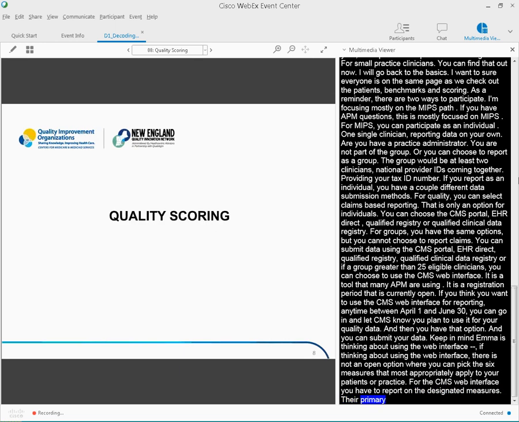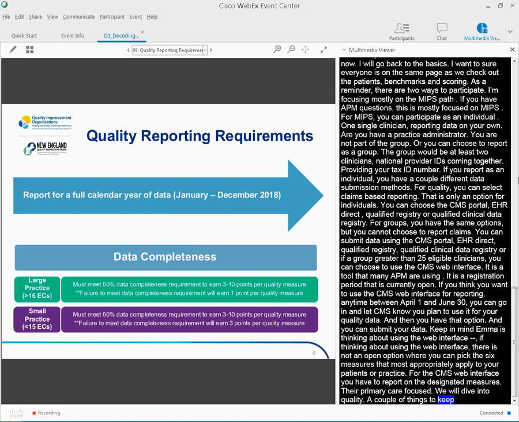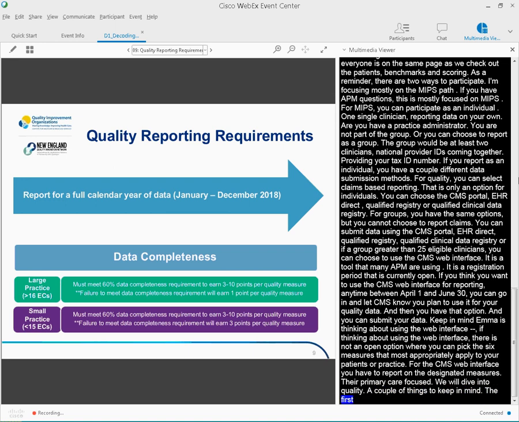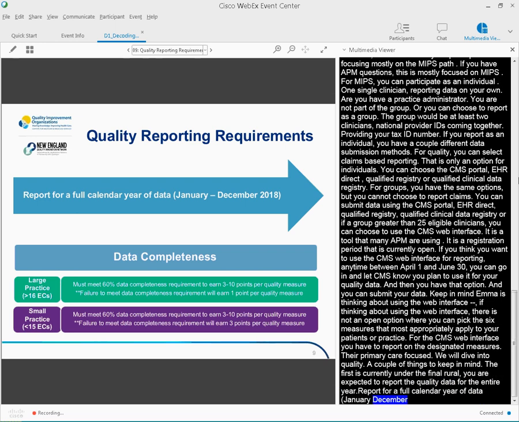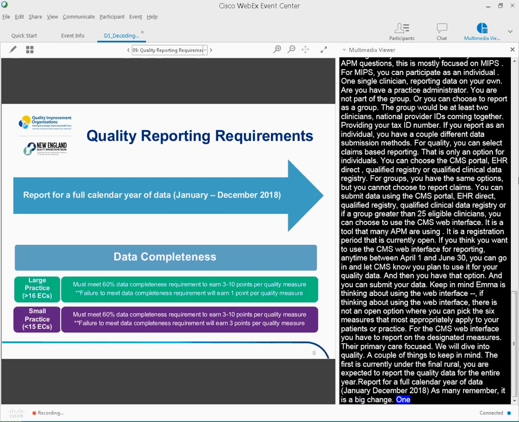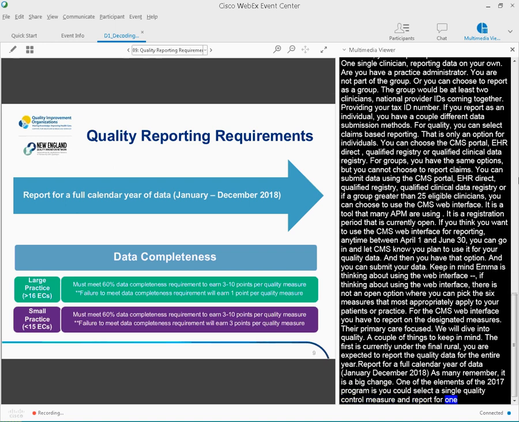So now we're going to dive into quality. For quality, a couple things to keep in mind for program year 2. The first is that currently, under the final rule, you are expected to report your quality data for a full calendar year. So that's looking at January through December of 2018. As many of you probably remember from the 2017 program, this is a pretty big change. One of the elements of the 2017 program was that you could select a single quality measure and literally report on one patient for one instance. Unfortunately, that isn't really an option any longer.